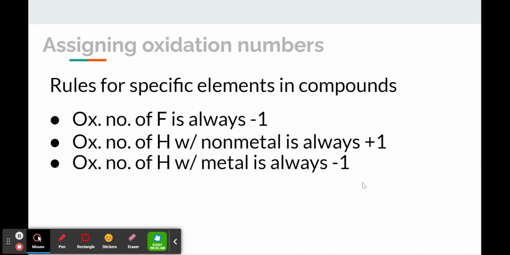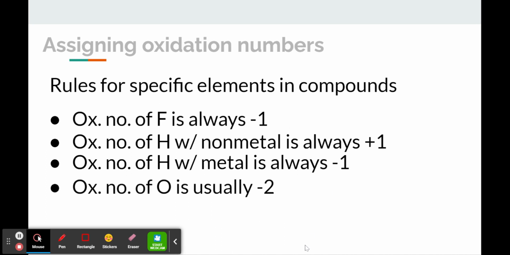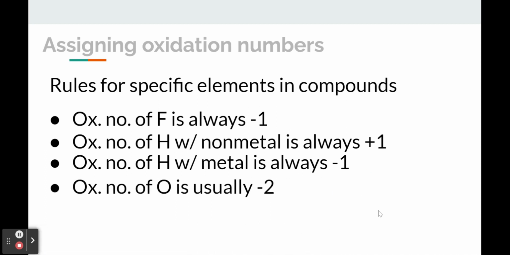Now there's one exception to that, and that is when hydrogen is compounded with a metal, then it's always going to be a -1. But this is rare. You're not going to see this very often. You may never see this in this class. The oxidation number of oxygen is usually -2. Most of the time, it's -2.